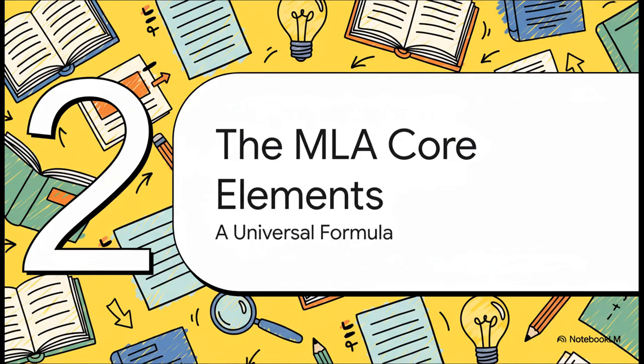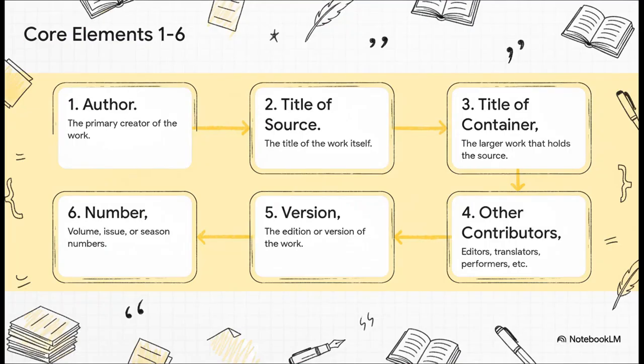So, how do you actually build that full citation, that bottom piece of the sandwich? Well, that brings us to Section 2 and what I like to call the secret weapon of MLA 9, the core elements. This is a universal formula that works for almost any source you'll ever find. Think of this like a recipe with just 9 ingredients. You just go right down the list.